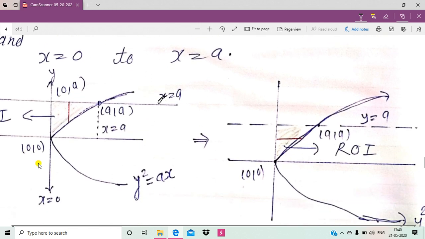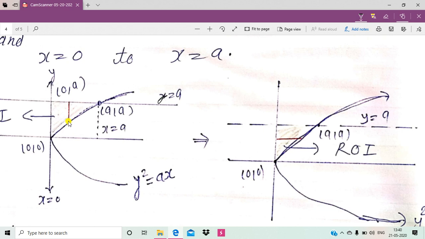So this is the figure. The lower limit of y was the parabola y square is equal to ax, and the upper limit of y was y is equal to a, which is a line parallel to the x-axis at distance y is equal to a. So this line is the line y is equal to a, and this is the parabola y square is equal to ax. So the vertical strip will start from the parabola and end at the straight line.